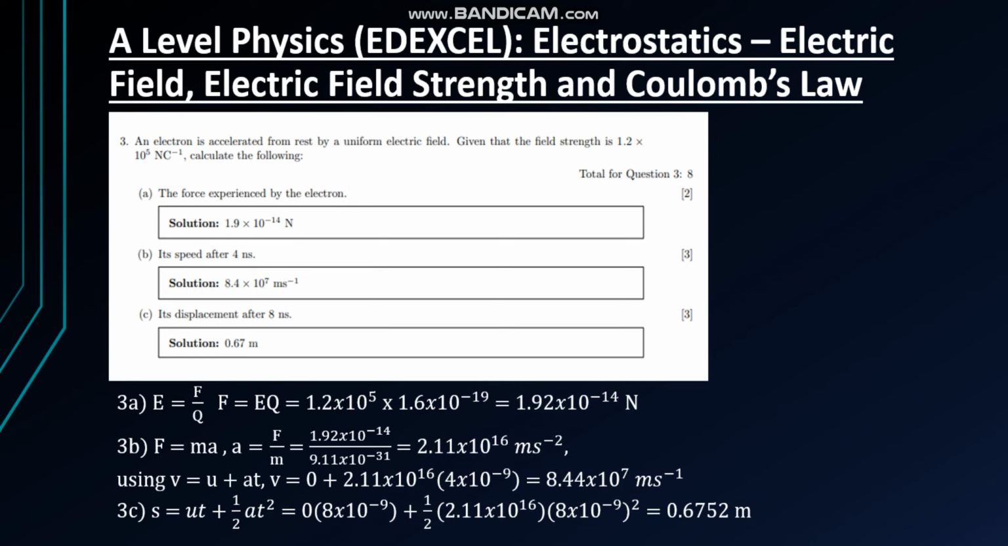We've already worked out the acceleration, which is 2.11 times 10 to the 16. And if we apply the time that's given in the third part of this question, 8 nanoseconds, and we convert that to standard units and then square it after multiplying it by the acceleration and then multiplying it by a half, we get a value of 0.6752 meters.